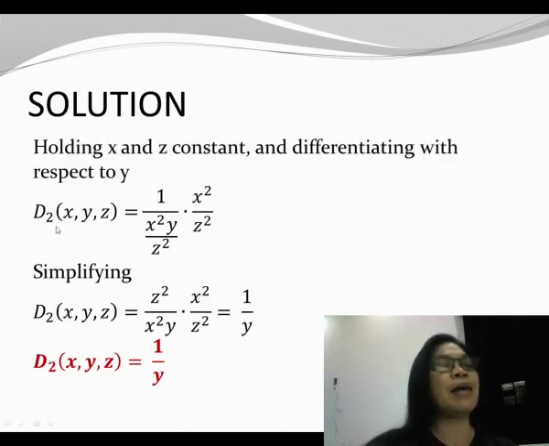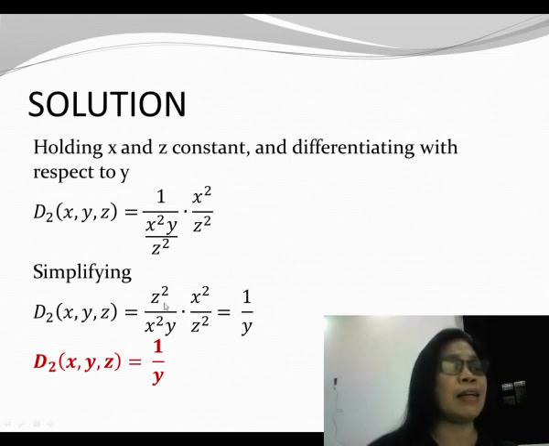Then when we find the derivative of the function with respect to y, which is denoted as D2, this time we have to consider x and z as the constants. Similarly, the derivative of the ln is simply 1 over u, and then we multiply by the derivative of u. This time x and z are constants, so we can only differentiate the y here, and the derivative of y with respect to y is 1.